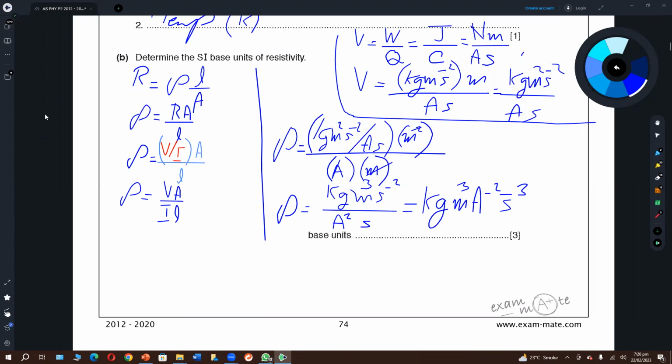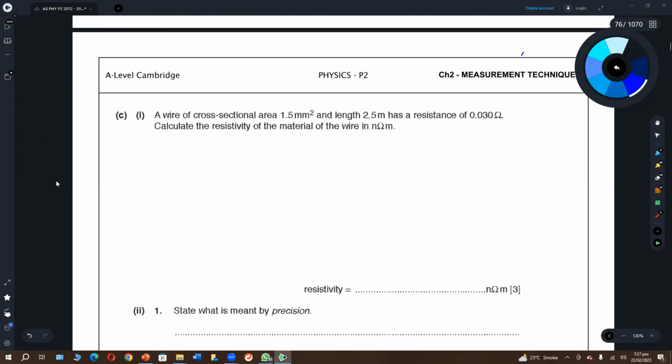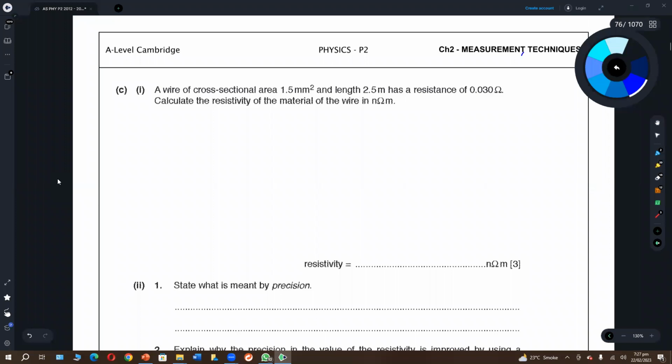So we could recall the most common question from this chapter, which is the interpretation of base units. You just have to remember all the formulas for that. A wire of cross-sectional area 1.5 millimeter square and length 2.5 meter has a resistance of this. Calculate the resistivity in this. The letter n stands for nano. You know nano, 10 power? -9. Good. So now solve for that.